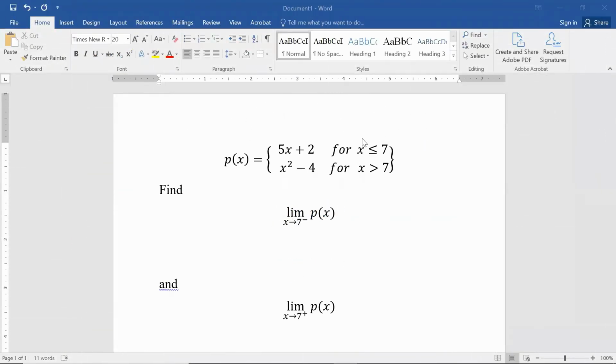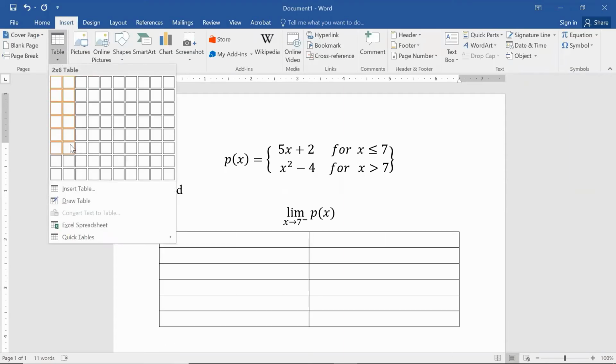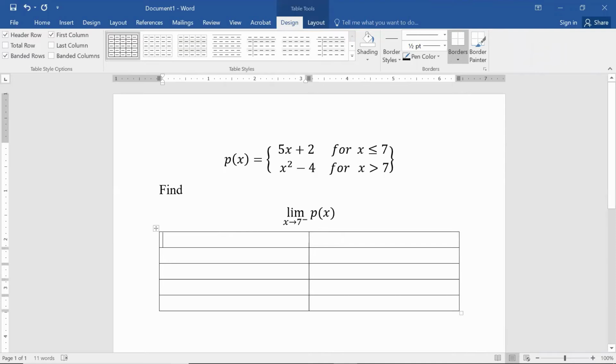Now, we can find these limits a number of ways. We can find them numerically, like we did back in section 1.1. And so if I wanted to find the limit as x approaches 7 from the left numerically, what I would do is set up a table with x's and then p of x's. And I would make sure that the numbers I plug in were all smaller than 7.